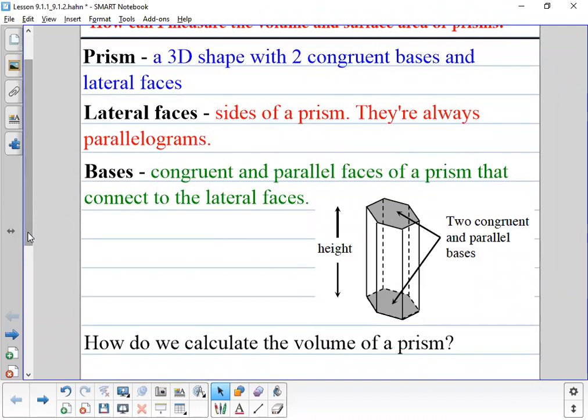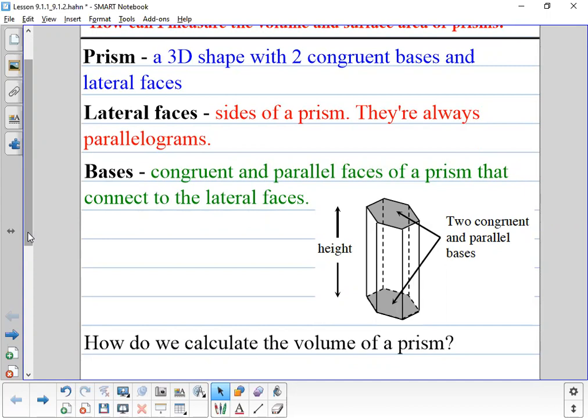The height is the distance between my two bases. And you can see here that each of those lateral faces is a rectangle. And I'll have the same number of lateral faces as I have sides of my base. So if it's a hexagon, it's got 6 sides. That means that I would have 6 lateral faces.